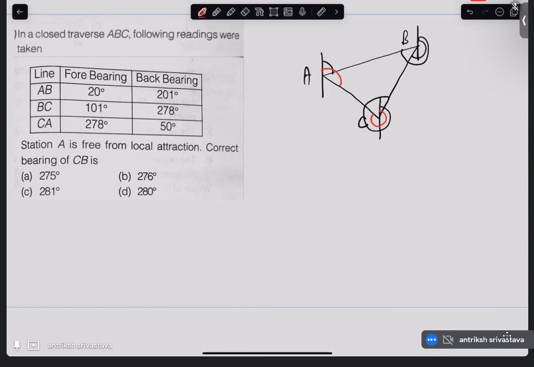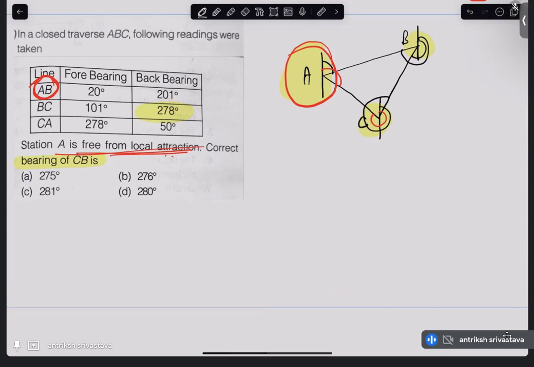And they are saying that only A is free from local interaction. So whatever the readings that have been done on the A station are correct. But we cannot say the same thing for B and C. And the question is, what is the correct bearing at CB? Okay. So CB is nothing but the back bearing of this for this line BC. Okay. So we have to find out the correct value for that. Now, what should we know about forebearing and back bearing?